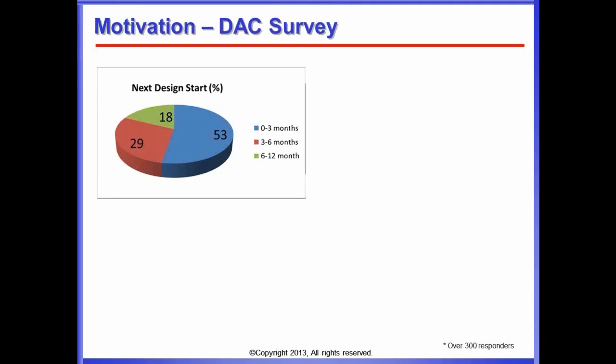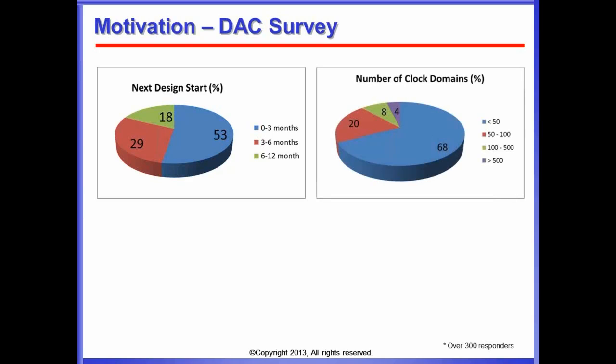So some statistics. We did a survey at DAC this year with 300 participants, people who showed up at our booth. More than half are starting a new design within 3 months, which means design cycles have shrunk. About 1/3 had more than 50 clock domains in their design. And with clock domain crossings, we always mean asynchronous CDCs. We're not talking about synchronous CDCs.